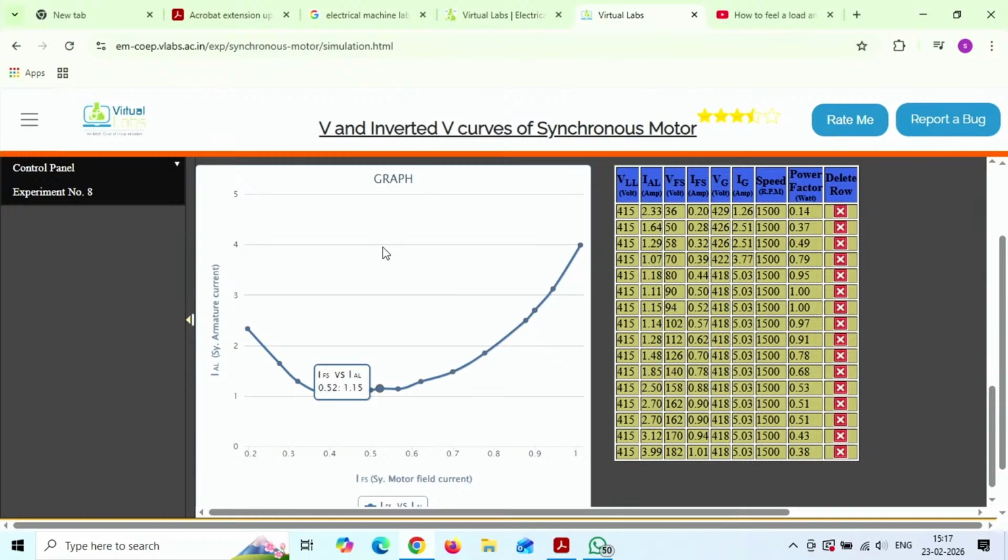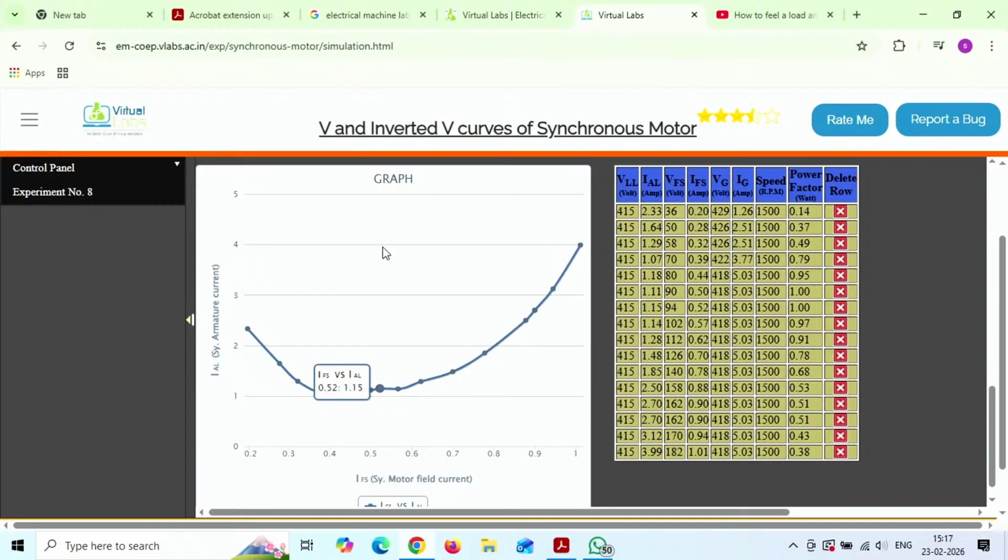So based on that, below this, is it overexcited or underexcited? Just try to see what this region and this region are. Underexcited. The left side is underexcited, because the field current is less. The right side is overexcited. Then the left side is what?